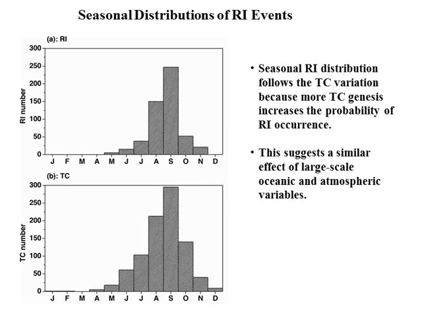This shows the seasonal variability for I. The top panel shows I, and the low panel shows TC number as a function of time. So you see the peak is in September. This is not a surprise because in September, TC number is larger. The larger TC number can increase the probability of I occurrence. And this figure also suggests the larger-scale ocean atmosphere variables for I and TC are similar.